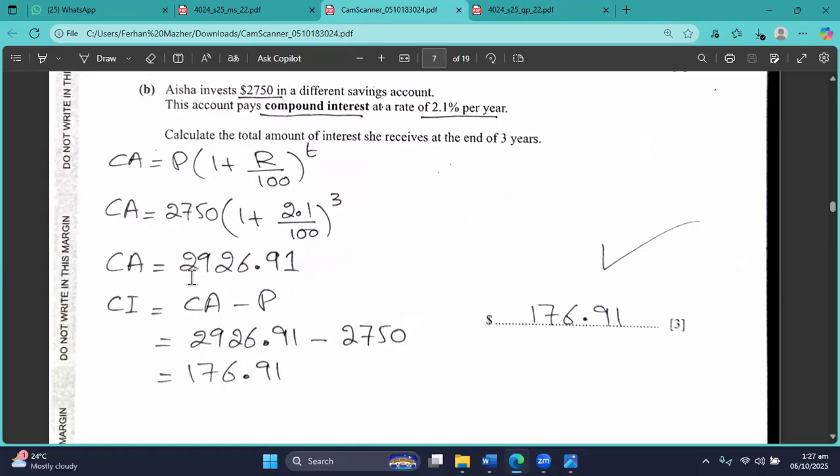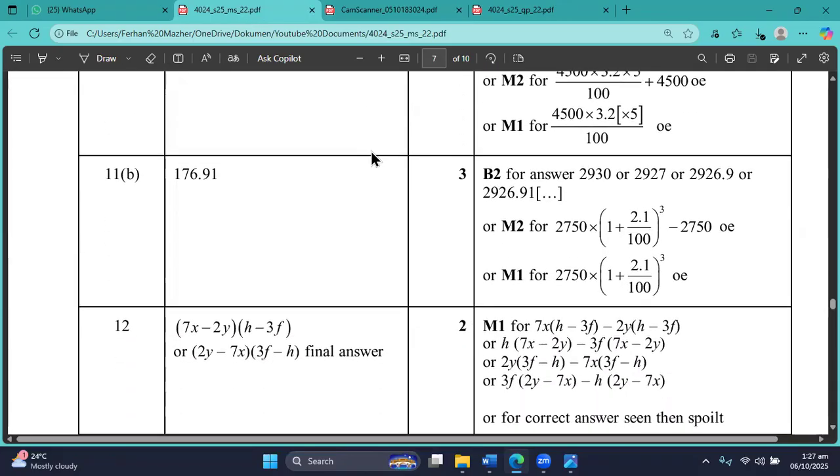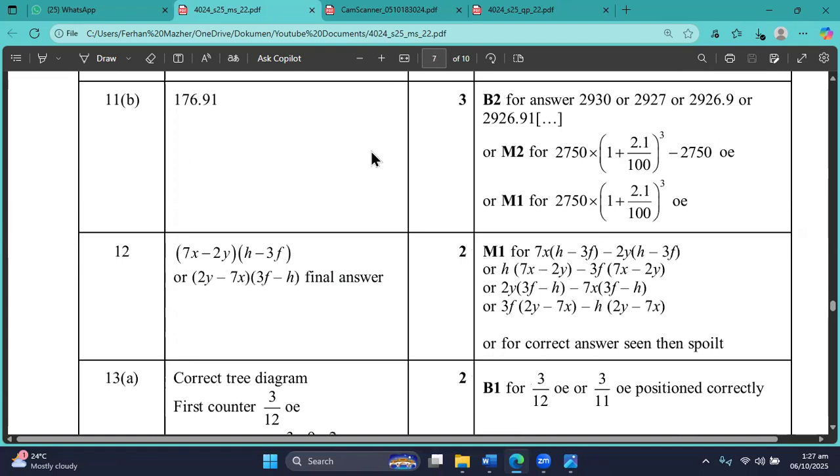This is $2,926.91. Now the compound interest will be the compounded amount minus the principal. So 2,926.91 minus 2,750. That will be $176.91. So the interest will be $176.91. So our answer is right.